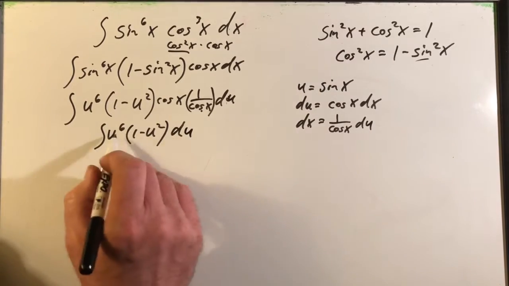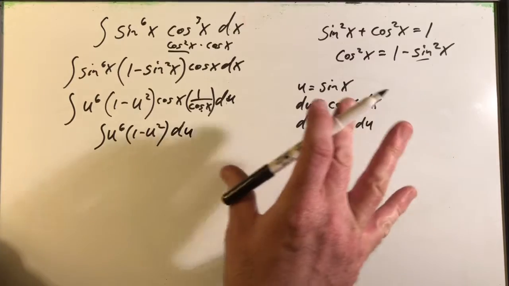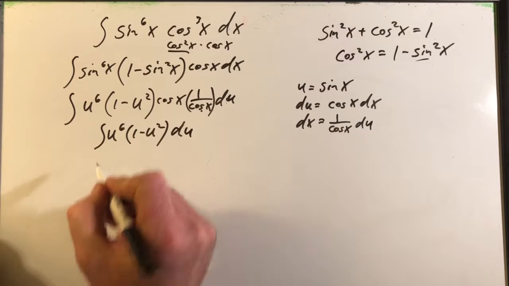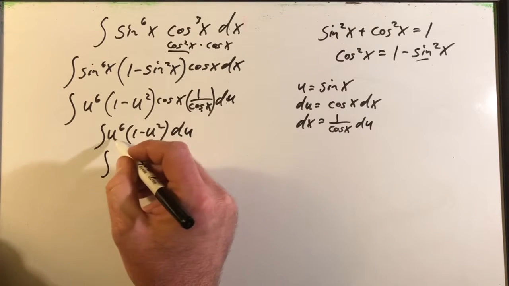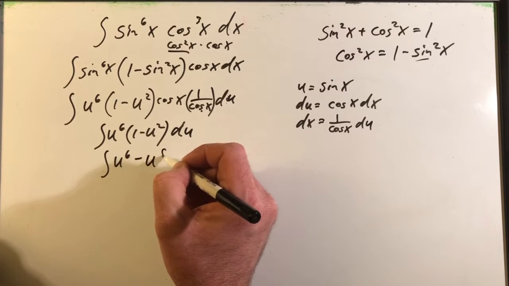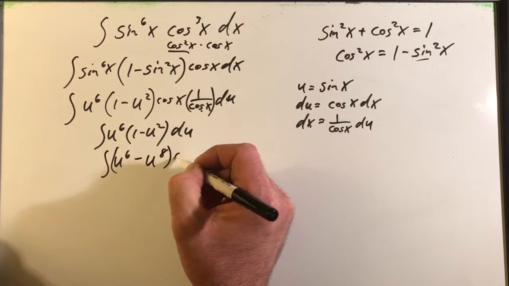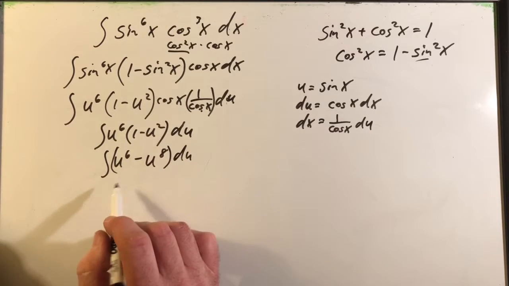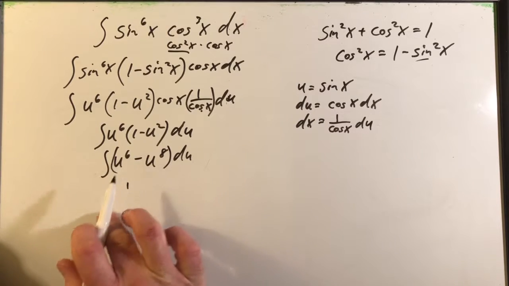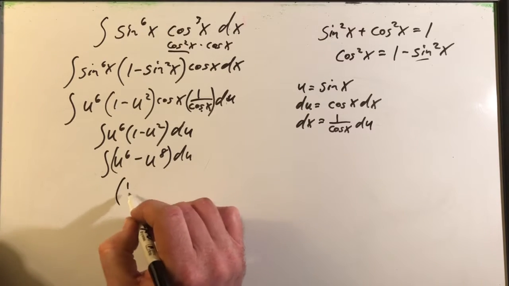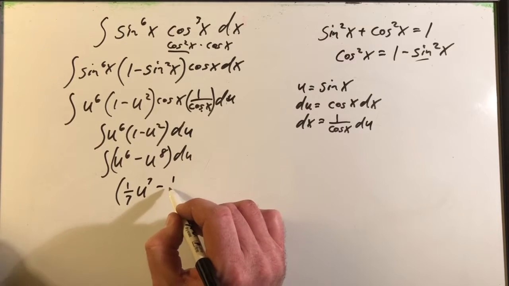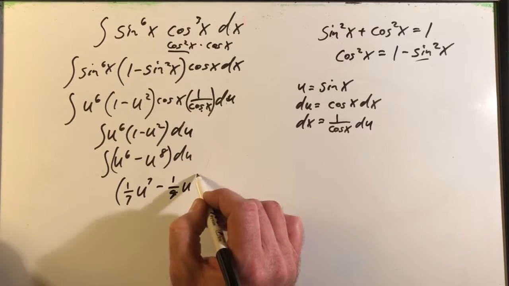Okay, so now I have everything in terms of u, and all my x's are gone. I can treat this like a normal integration that I learned many, many months ago. So I'm integrating u to the 6th minus u to the 8th du. And then I'm just going to do my normal integration. So 1 over 7 u to the 7th minus 1 over 9 u to the 9th.